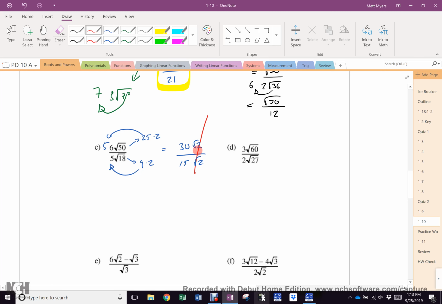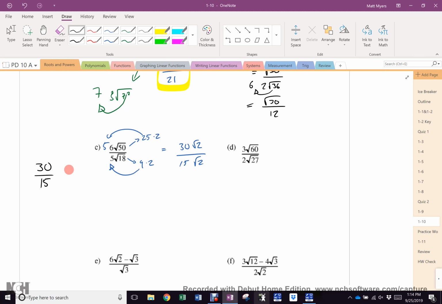These have not disappeared. Because what this blue expression is, is 30 over 15 times root 2 over root 2. Root 2 divided by root 2 is what? 1. 1 times 30 over 15 is 30 over 15. That is what is happening. They are not disappearing. It is because they equal 1 when you do the division.